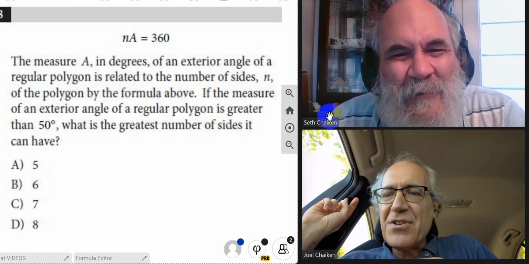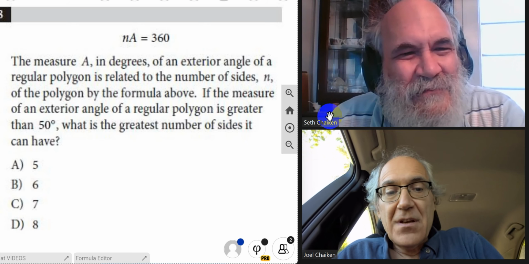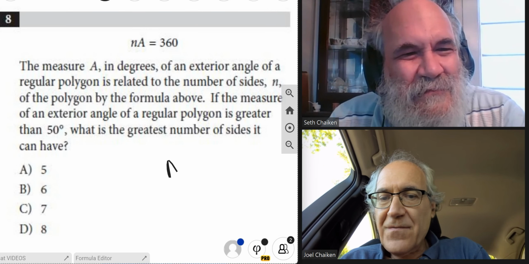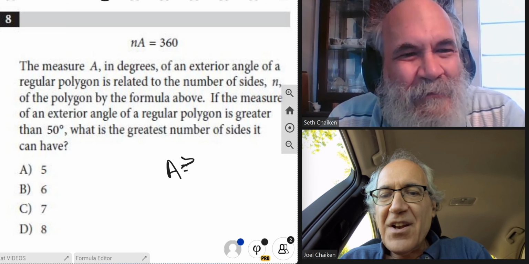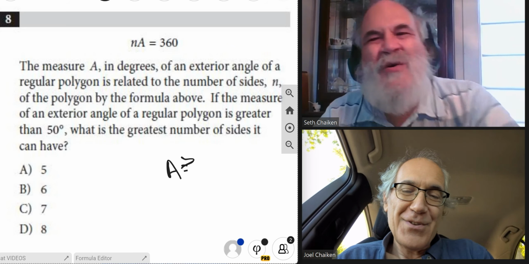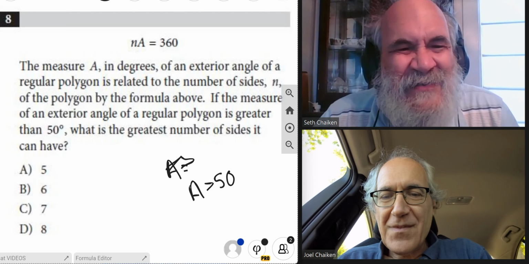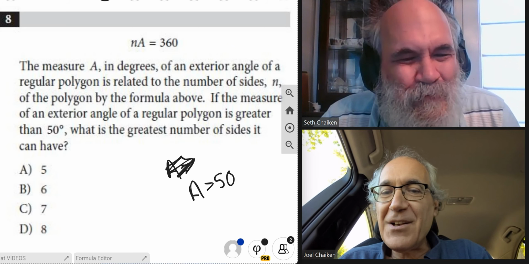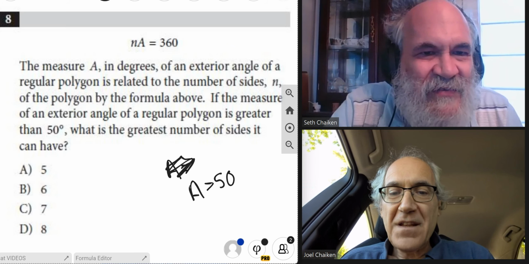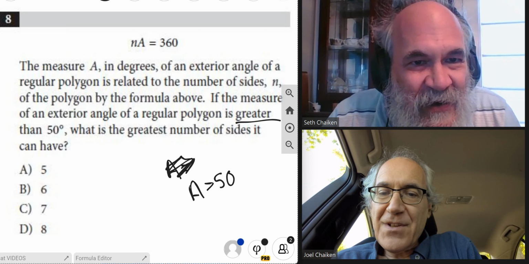If the measure of an exterior angle of a regular polygon is greater than 50 degrees, let's write that down. So A is equal to 50 degrees, or A is equal... I know, but it's always nice to consider the equals case first. Write down the facts. Fine. Now, wait, is it equal to or greater? No, it is strictly greater. That is what the problem says. Okay, so A is greater than 50.